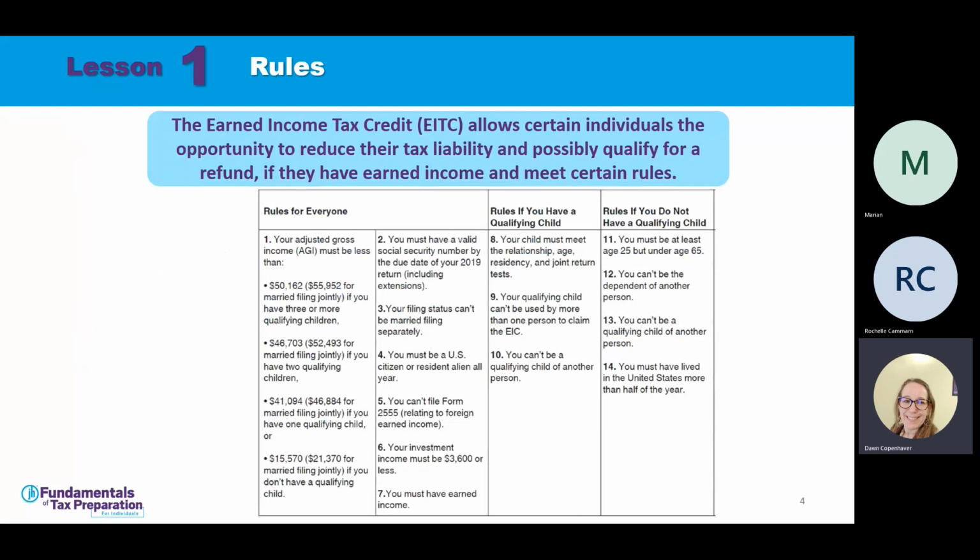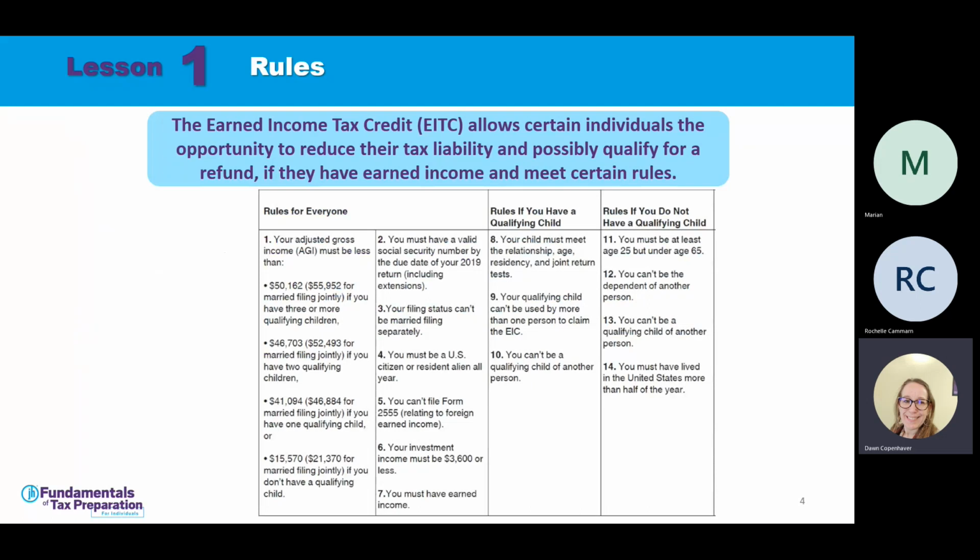If you have a qualifying child, your child must meet the relationship, age, residency, and joint return tests, which is very similar to the dependents. Your child cannot be used by more than one person to claim the earned income credit. And you, the taxpayer, cannot be a qualifying child of another person. We're going to go into detail on all of those in just a few more slides.